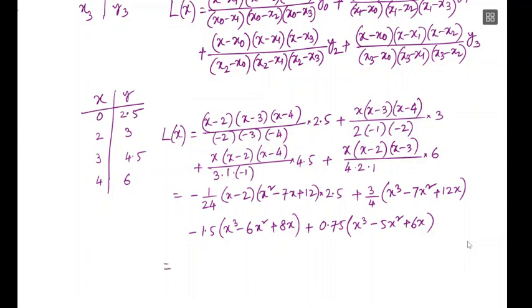So the first one gives 2.5 by 24 is what?